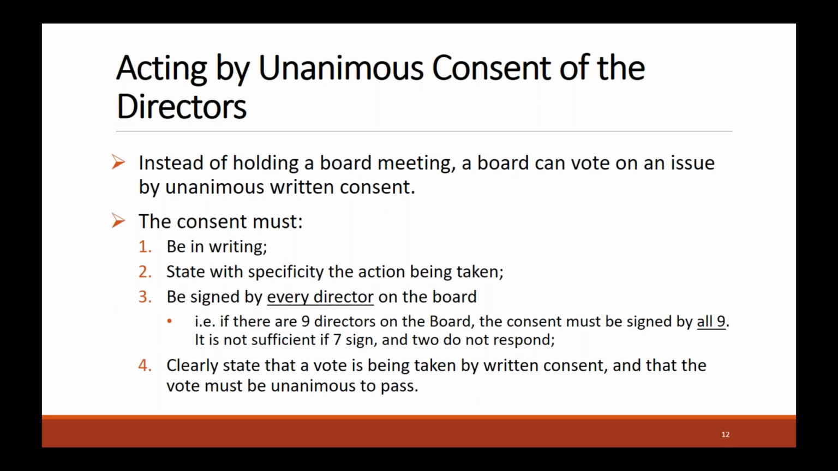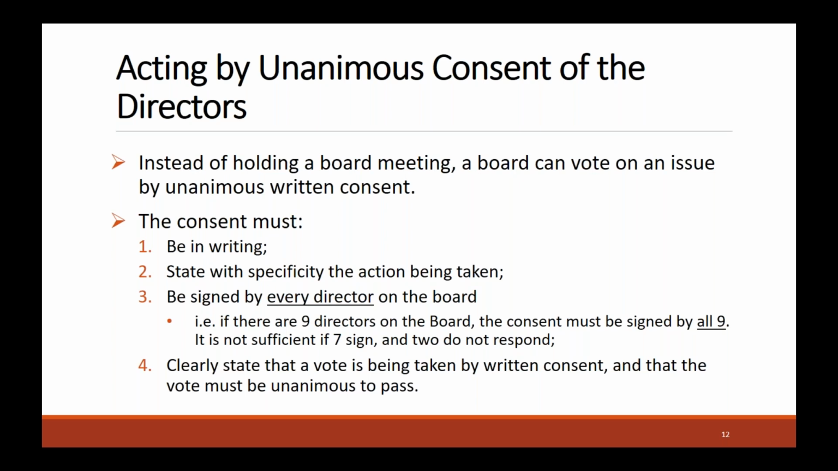Let's say you have a 9-person board and you're voting by written consent, and folks don't know that the vote has to be unanimous to pass. If 7 people vote yes, the remaining 2 people might just go along with the vote because they're like, oh, well, it's 7 out of 9, we've already lost. We might just follow the majority and vote yes. If they knew that the vote had to be unanimous and they could essentially veto the decision, they might vote differently. They have a lot more power.